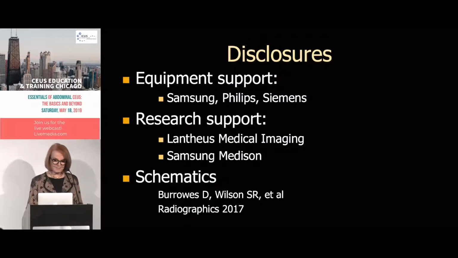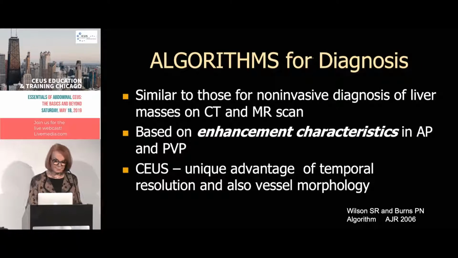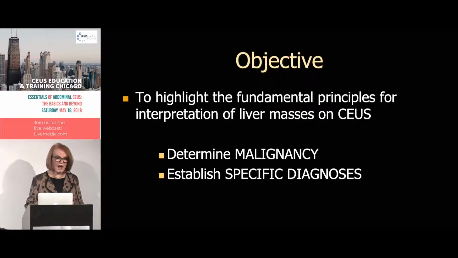Radiographics 2017. Now, contrast enhanced ultrasound is the approved indication for CEUS worldwide. It includes liver mass characterization, which answers the question, what is it? And liver mass detection, which answers the question, is it there? The algorithms that we have for diagnosis of these masses are similar to those for the non-invasive diagnosis of liver masses on CT and MR scan, and these are based on enhancement characteristics in the arterial and the portal venous phase. We have to recognize that CEUS additionally has the unique advantage of superior temporal resolution and also exquisite vessel morphology. So in this presentation, I'm going to highlight the fundamental principles for interpretation of liver masses on CEUS.